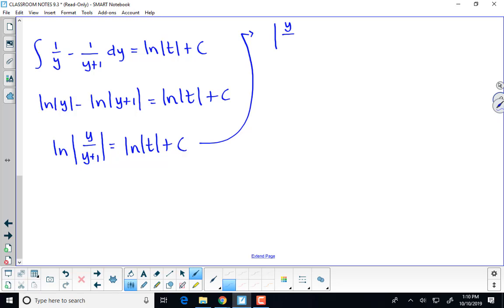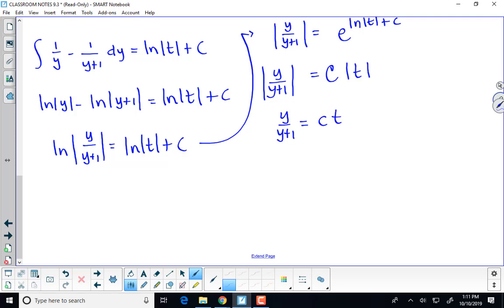So then we'll have absolute y over y plus 1 equals e to the natural log absolute t plus c. We have a plus in the exponent position, so we can treat it as e to the natural log of absolute t multiplied by e to the c. E to the c is just another constant that then can come to the front. So this will be written as c times, and what about e to the natural log of absolute t? It's just absolute t. And so it's just ct. Both of those absolute values create plus or minus ones, so we can just slip them into the constant also. So we can get rid of the absolute value bars. Those will just be a constant multiplier.